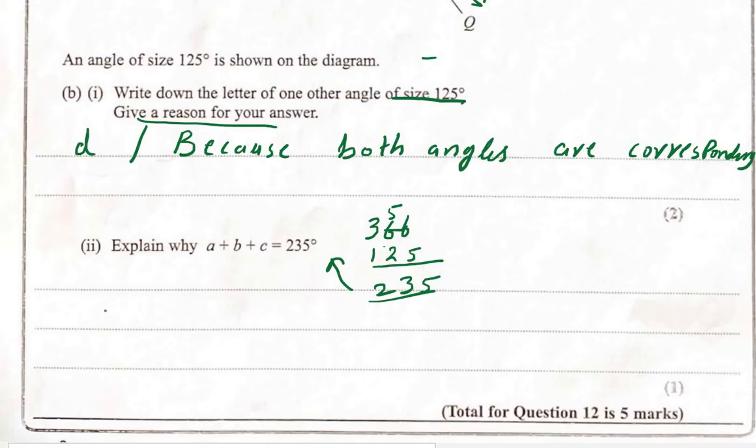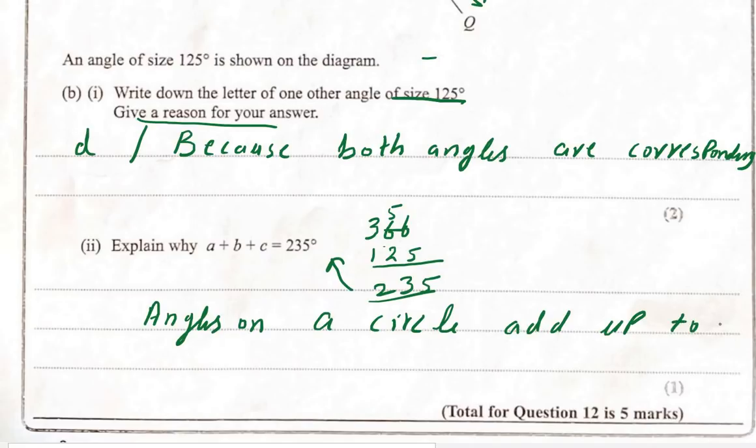You have to give the reason because this is 1 mark. You can just say that angles on a circle add up to 360. And that's it. And look, easy question, you get 5 marks fully. So next question.